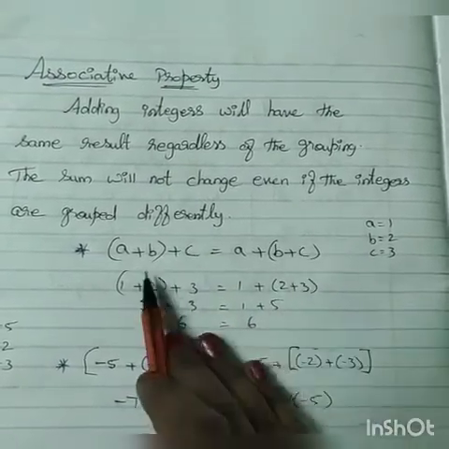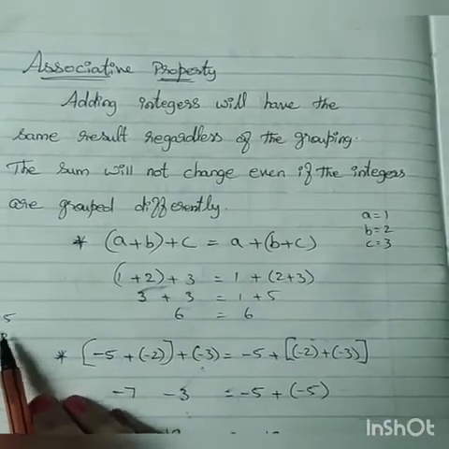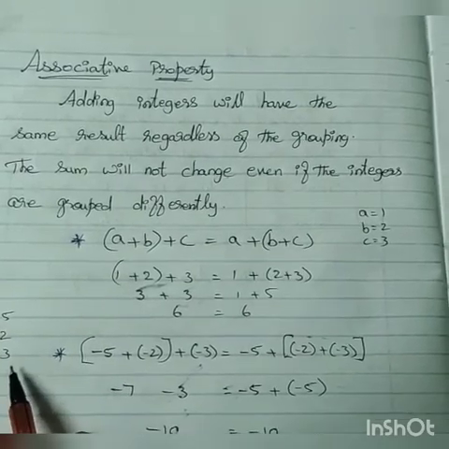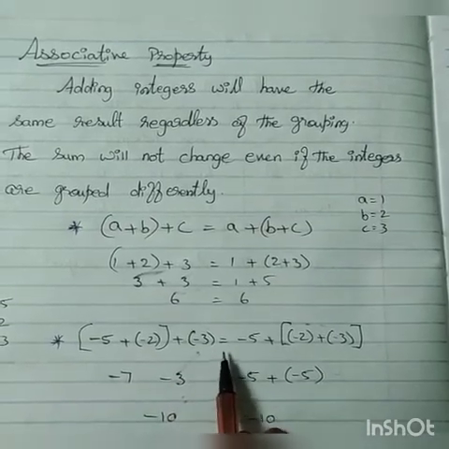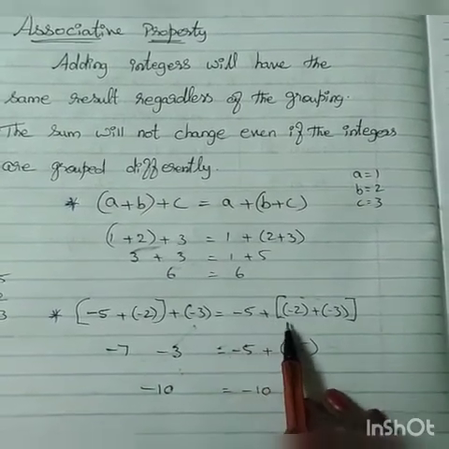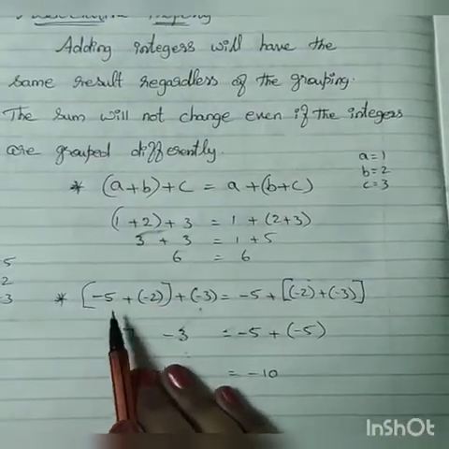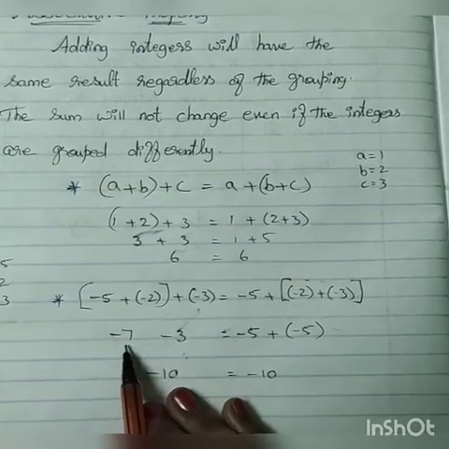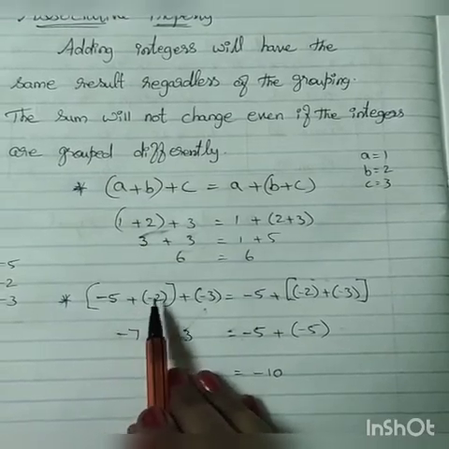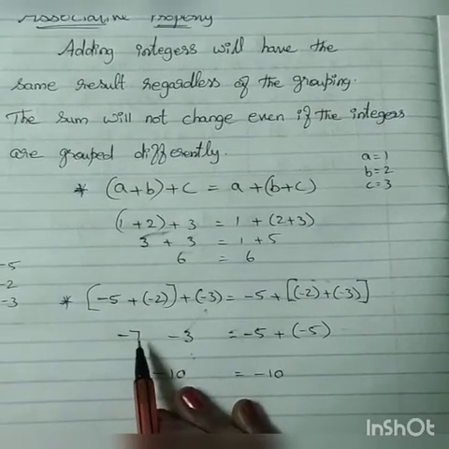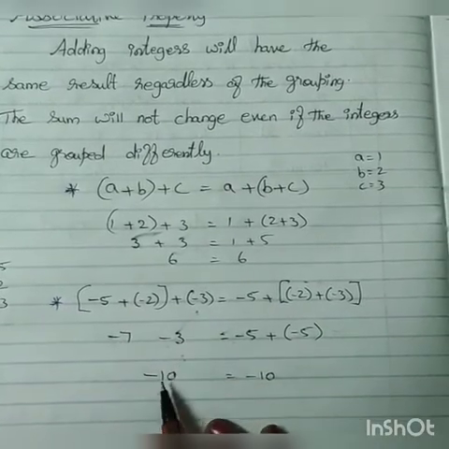So this property satisfies. Same way, even if you give a equal to minus 5, b equal to minus 2 and c equal to minus 3, see, minus 5 plus minus 2 plus minus 3 equal to minus 5 plus minus 2 plus minus 3. First we should add these two. Minus 5 plus minus 2 equal to minus 7. This plus into minus becomes minus. So minus and minus we should add and put the negative sign. Right? The same way here. So minus 7 minus 3 equal to minus 10.